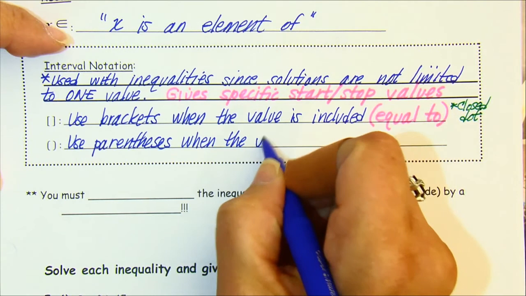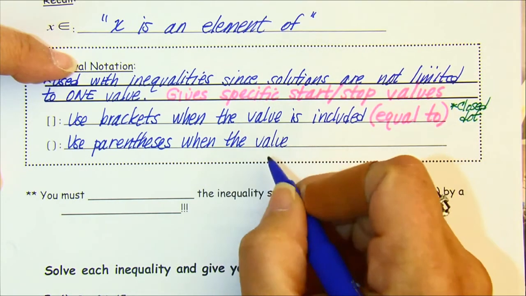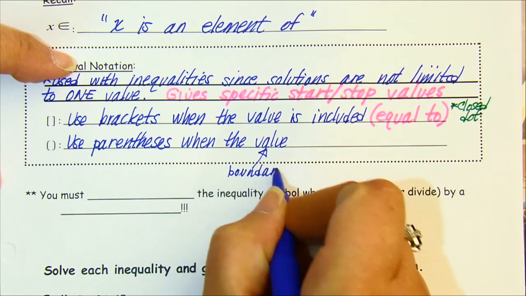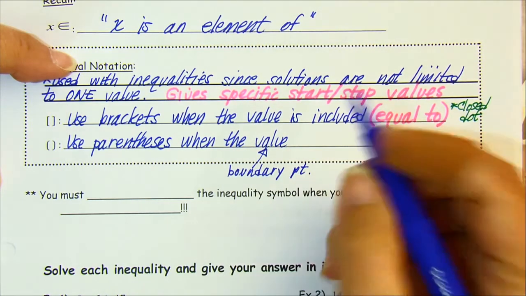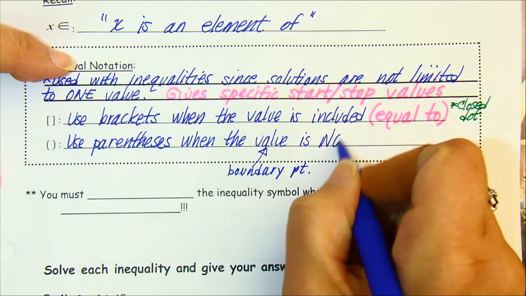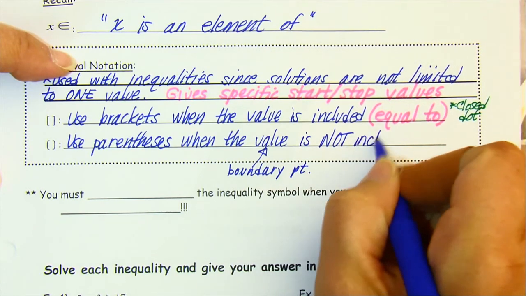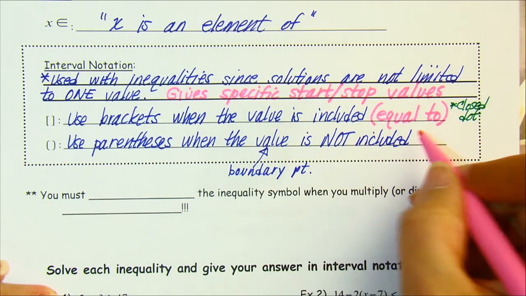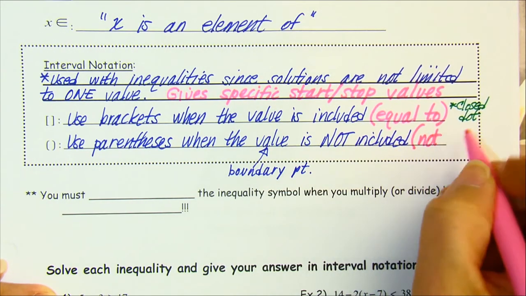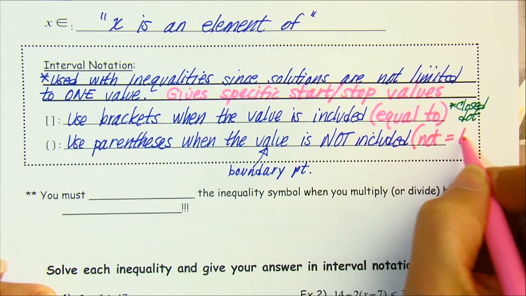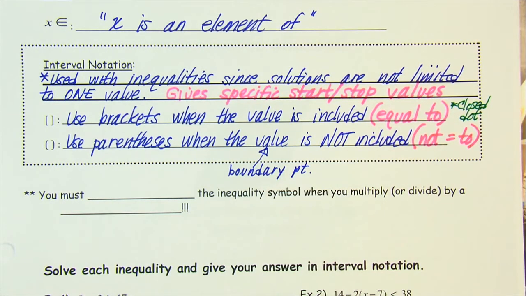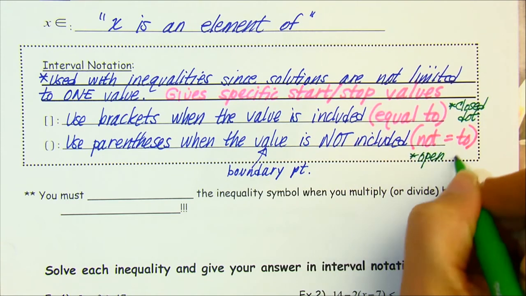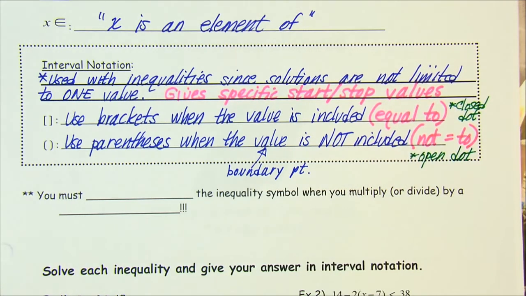Use parentheses when the value, and the value is kind of the boundary point, is not included. So we'll say here that it's not equal to. It's the old-fashioned open dot. But again, you're not going to give me any graphs with open or closed dots. That's a no-no.